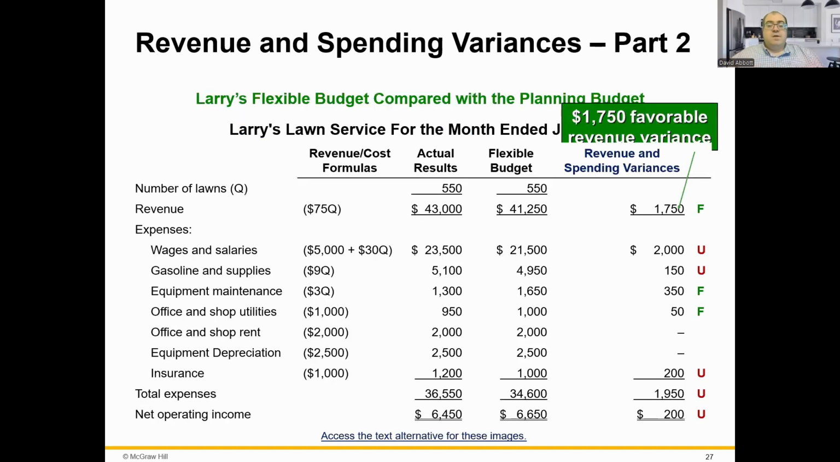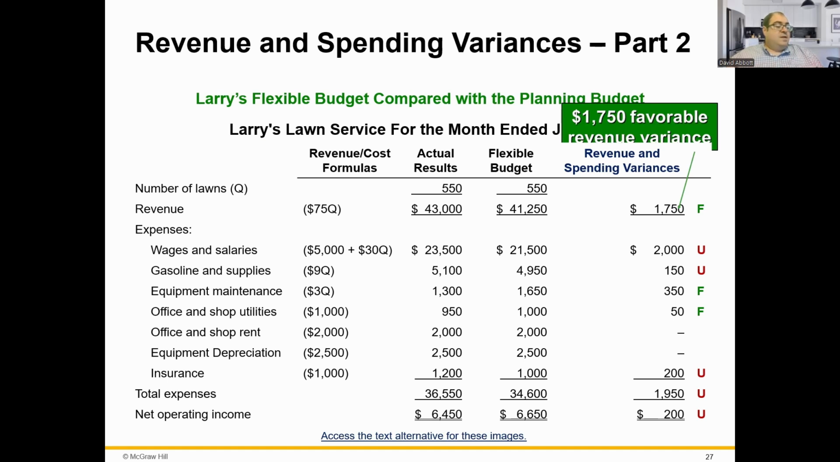for Larry's lawn service. The revenue and spending variances for Larry's lawn service would be computed as shown here on the screen. They indicate that the actual results and the flexible budget columns are both based on 550. Just know that, and we can see that the number of lawns for both are 550. Okay.